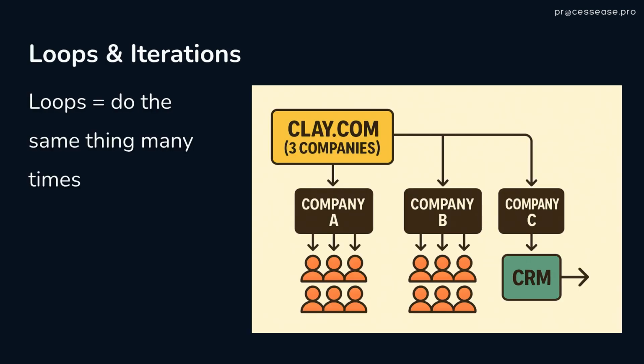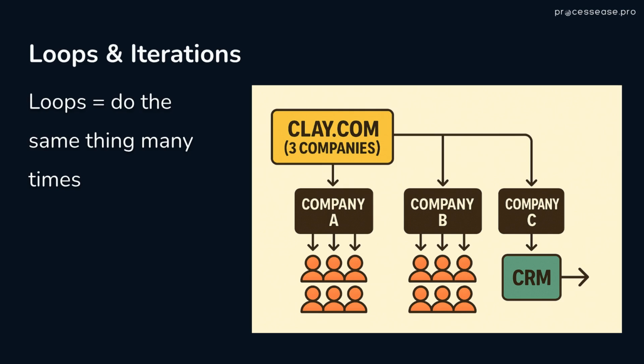Loops and iterations let you repeat the same action for many items. This is essential when processing a list, such as creating a task for every deal in a pipeline or updating multiple records. A loop means repeat the same steps for many items. For example, for each lead in a list, for each invoice in a batch, for each row in a sheet. Instead of building the same steps again and again, you build once, then you repeat safely.